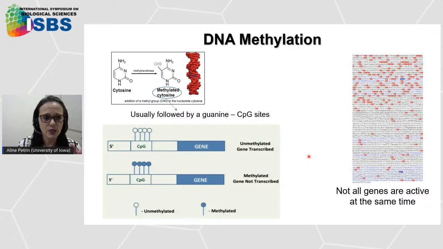DNA methylation is the addition of a methyl group to the DNA, to the cytosine, and we call those CpG sites. The unmethylated gene will be transcribed. It's active, and when a CpG site close to a gene is methylated, it's silenced. So we know that not all our genes are active at the same time, and this is one form of regulating this activation and silencing.